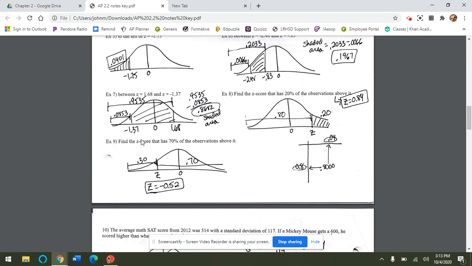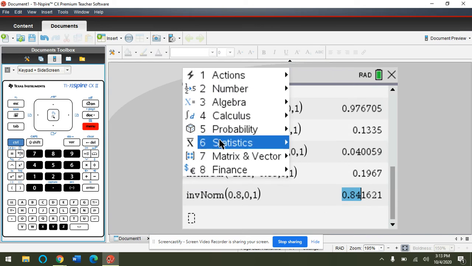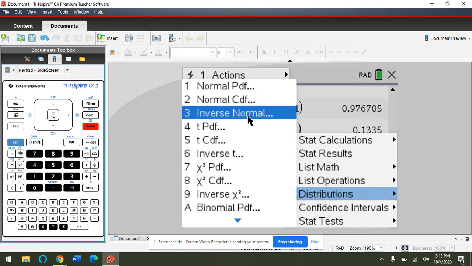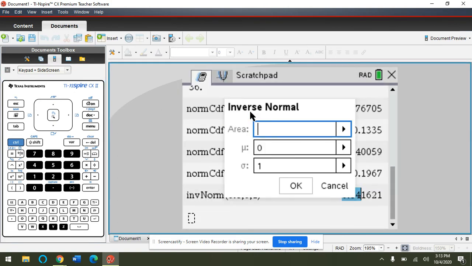So number 9, find the z-score that has 70% of the observations above it. Here's your top 70, but the calculator, just like the chart, needs from negative infinity up to the line. So the calculator needs this 0.3. So I'm going to come back here. I'm going to go menu, stats, distributions, inverse normal, and my area is 0.3.